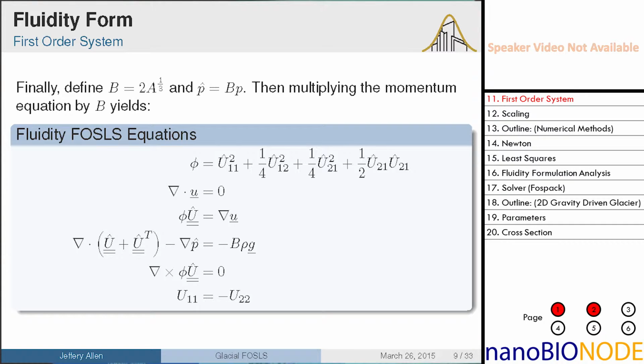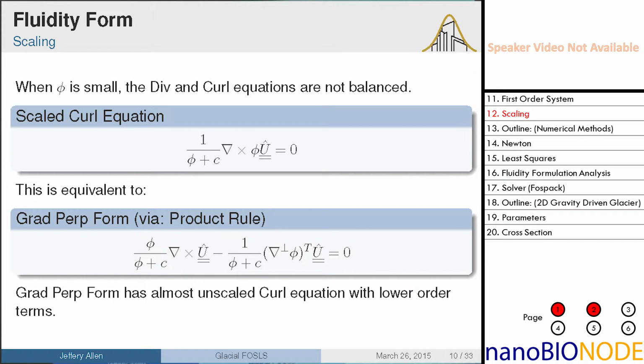Well, almost nice system. There's one more little problem that we have to fix, and that's the balance between the curl equation and the divergence. We do that by basically scaling the curl by 1 over fluidity plus c. This way now the divergence and the curl will be better scaled, which will help AMG in the long run.